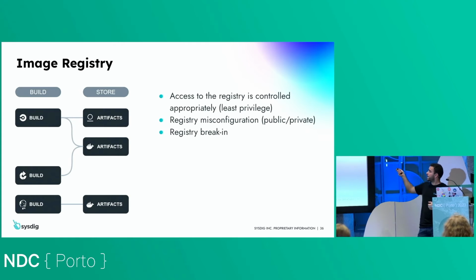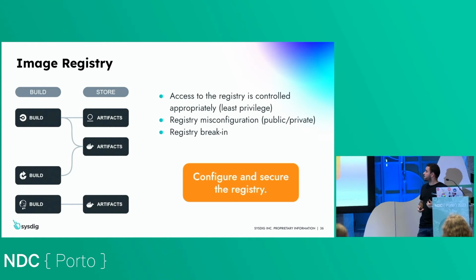Image registry, again, access to the registry, least privilege. Registry misconfiguration, public, private. We had cases in the past where the registry had an image that had sensitive information in it. It was supposed to be a private image. It was actually public. Registry break-in, again, credentials into it. You want to configure and secure the registry.